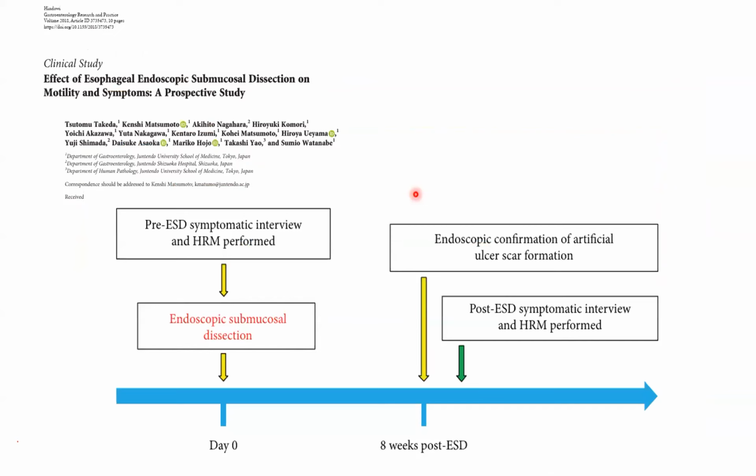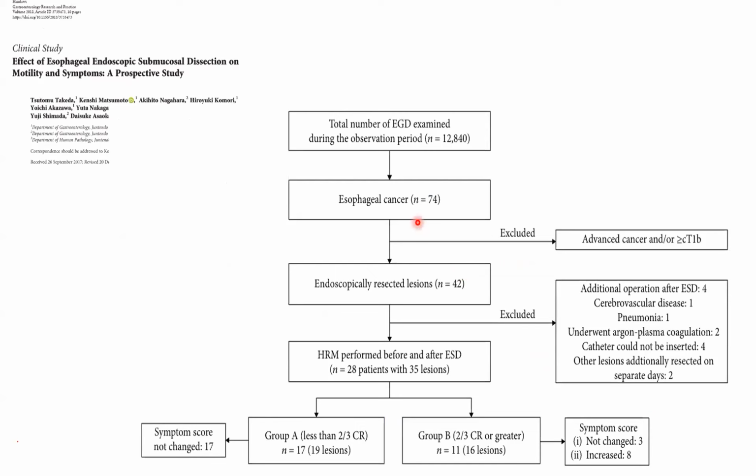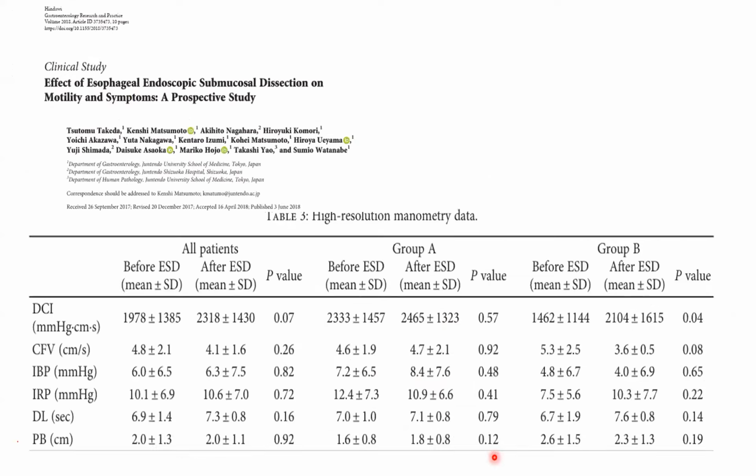Another study by Takeda. So again, pre-ESD, on day zero, they did a manometry and a symptomatic interview. So they actually calculated the Eckardt score on this set of patients. Then they did the ESD. Subsequently, after confirming that the scar is formed, they again did an Eckardt score and the manometry, at 8 weeks probably. Total 74 patients, 42 were resected. So they had 28 patients, again group A and group B, more than 2/3 circumference and less than 2/3 circumference.